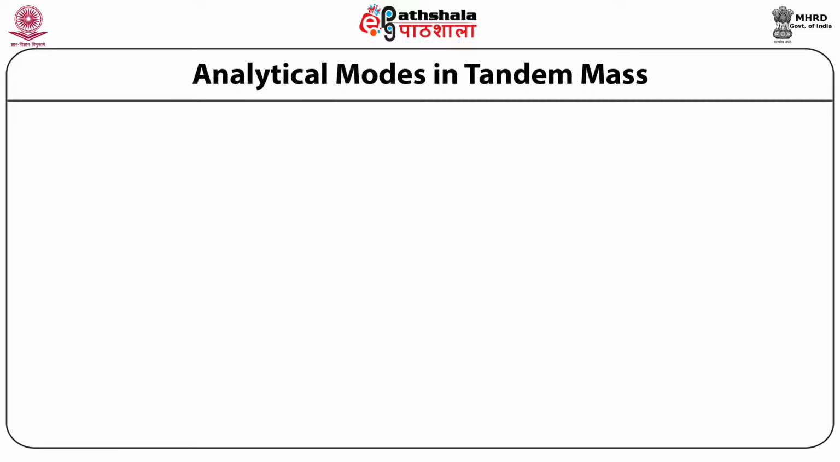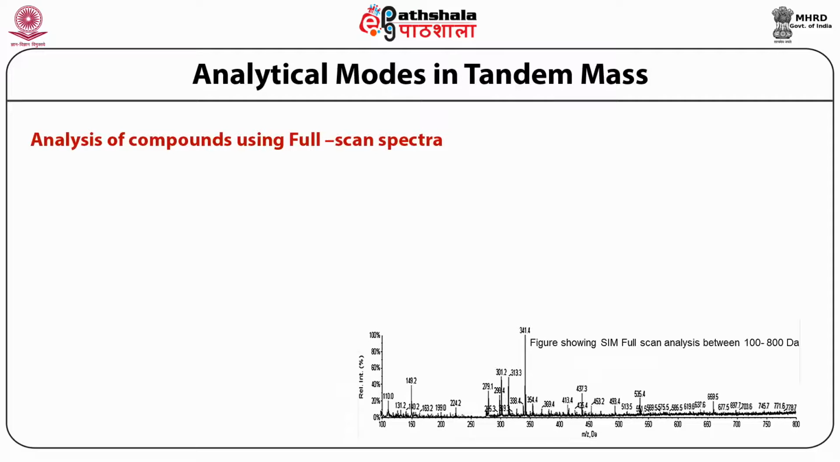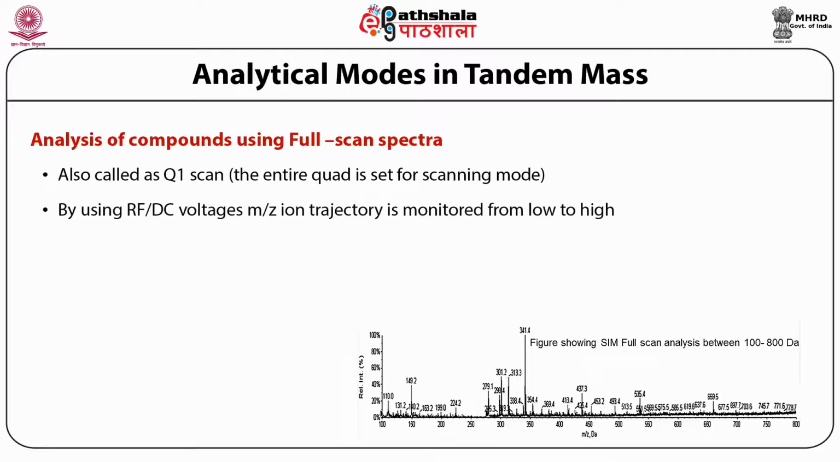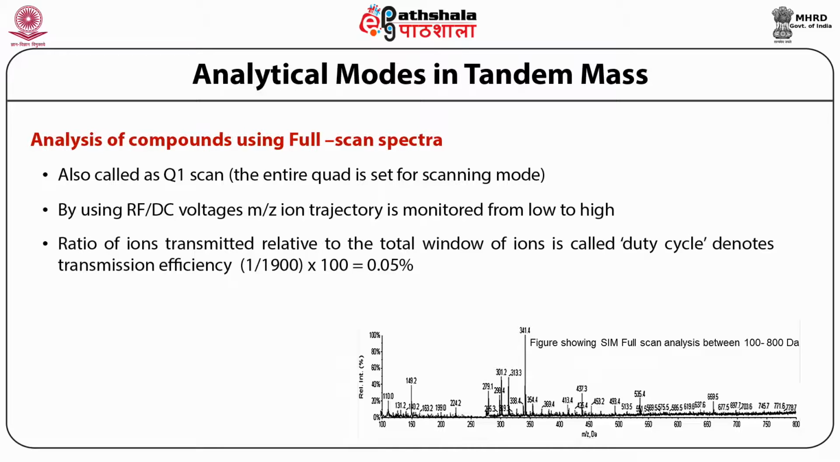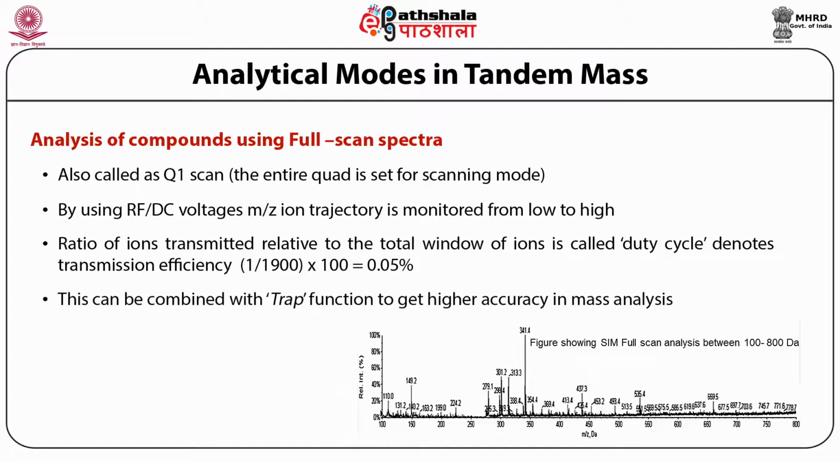In the analytical modes of tandem mass spectrometry, we have analysis of compounds using full scan spectra. What you are seeing here is a full scan spectrum scanning from 100 to 800 Daltons. So we also call it a Q1 scan. By using RF and DC voltages, the m/z ion trajectory is monitored from low to high. The ratio of ions transmitted to the total window of ions is called the duty cycle, which denotes transmission efficiency. This can be combined with the trap function to get high accuracy in mass analysis.